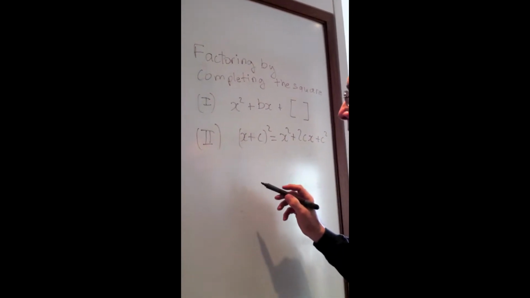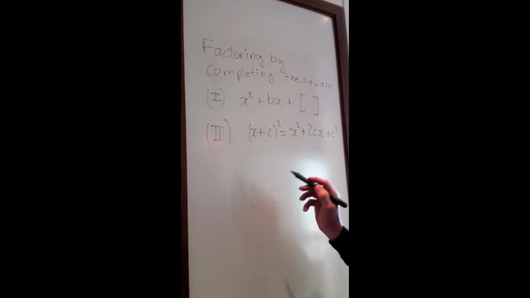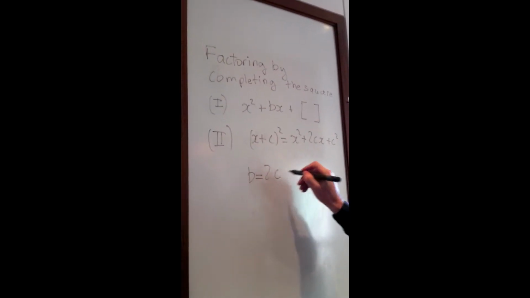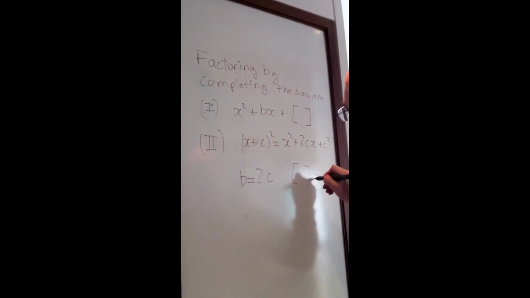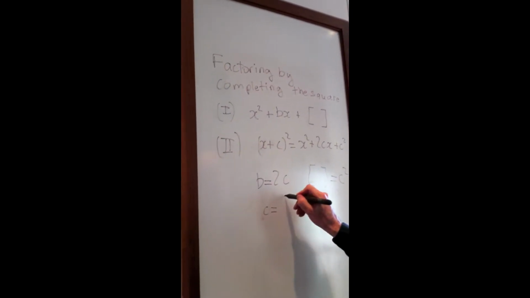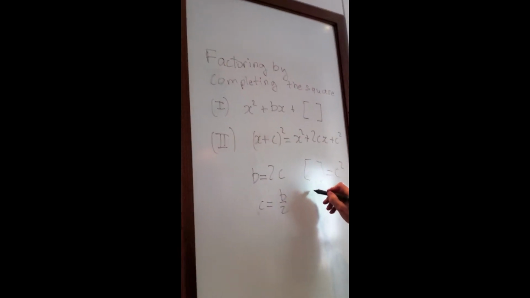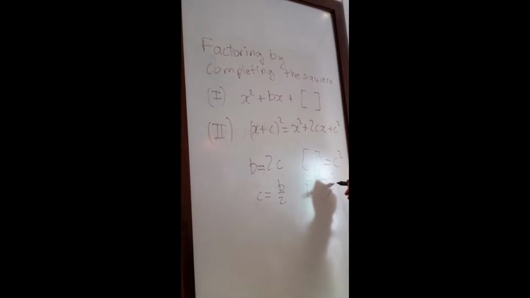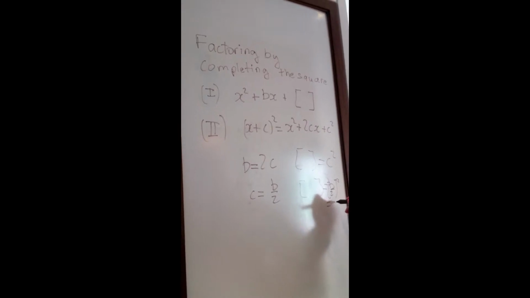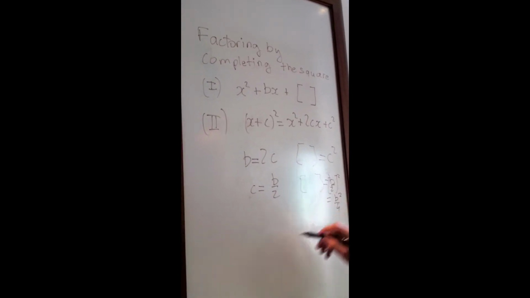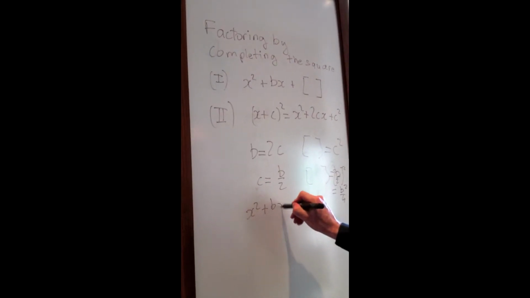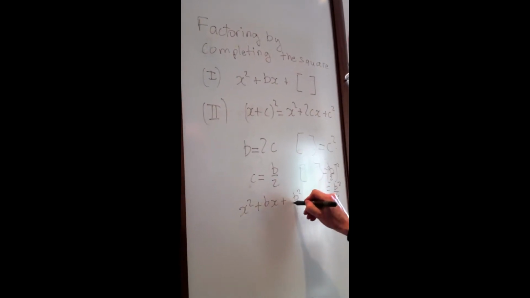By making both expressions equal and having all the coefficients equal, we can then have b equals 2 times c and the bracket equals c squared. So again, by solving, that means that c equals b over 2, and what goes into the bracket becomes (b over 2) squared, or b squared over 4. Therefore, we have completed the square by writing x squared plus bx plus b squared over 4.